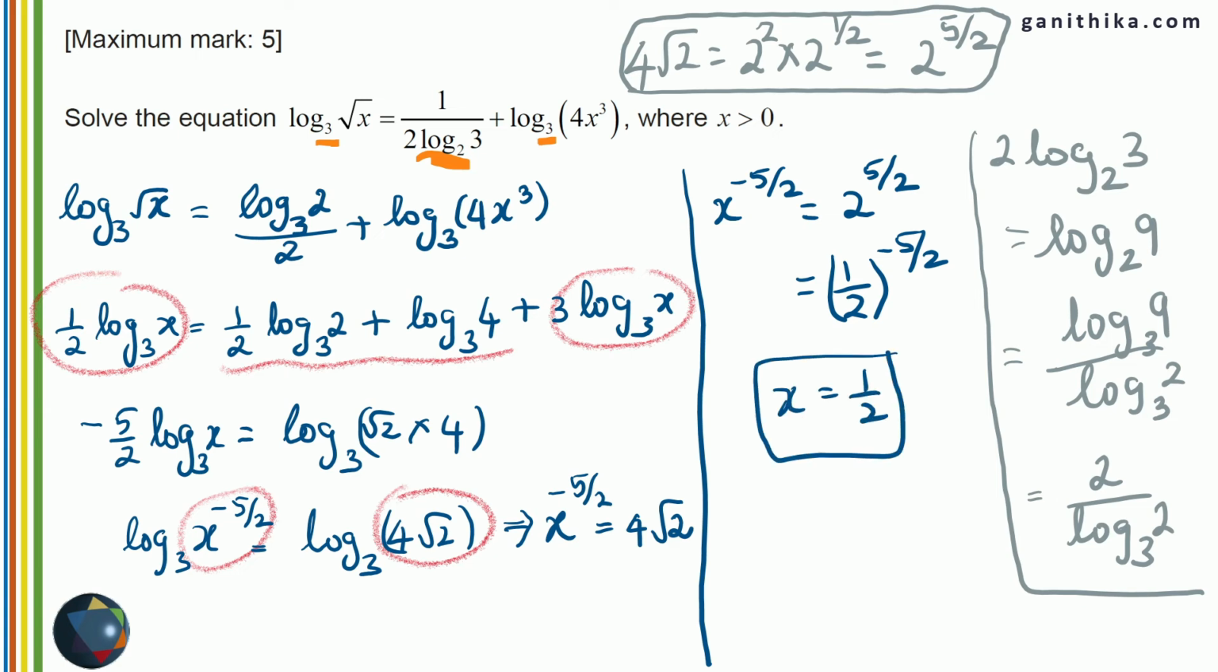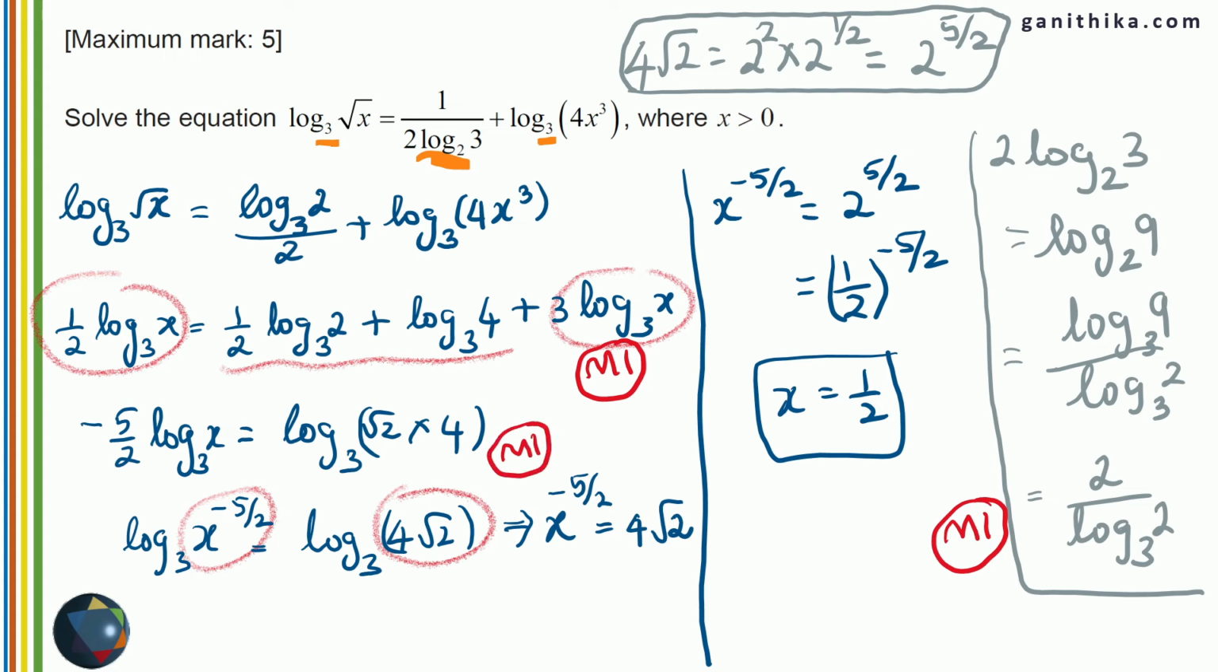So we are done with the question. We have to solve for the question. We have solved it. Now going for the marking scheme. Changing the base for log 3 base 2 gives you one method mark. And writing the logarithmic equations correctly using all the logarithmic rules, one method mark.